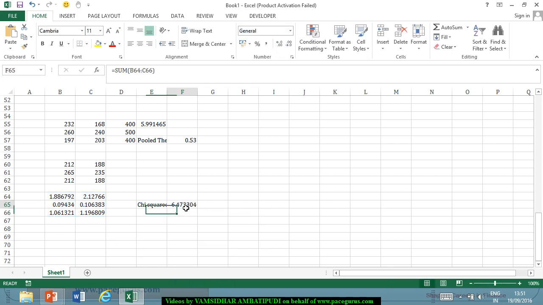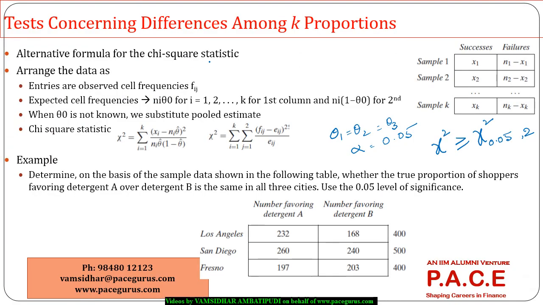The computed chi-squared value is around 6.473. And you can see this is greater than my table value, or the critical value, which is 5.99. So I can very well reject the null hypothesis and make my decision in favor of the alternate hypothesis. In this case, my alternate hypothesis is that there is a difference in the thetas across the groups. So the true proportions of the population preferring between detergent A and detergent B are not uniform across the cities.